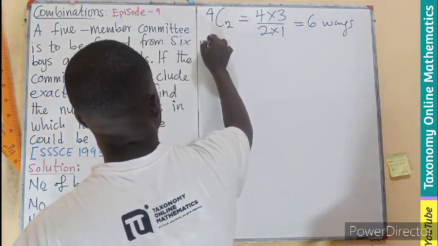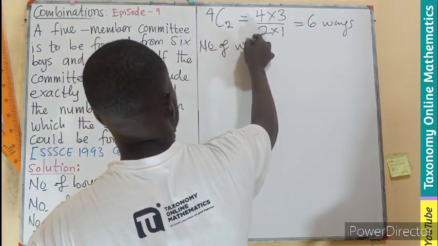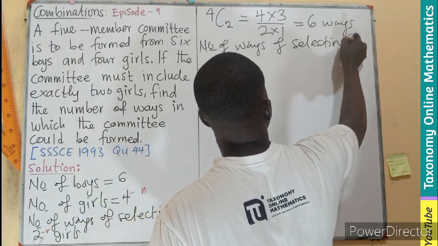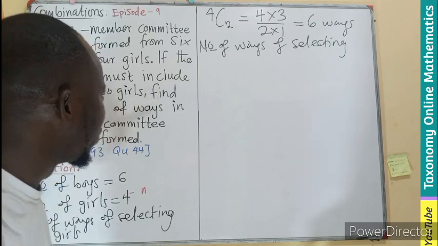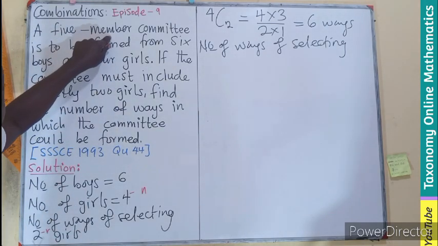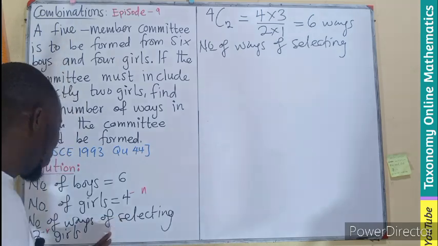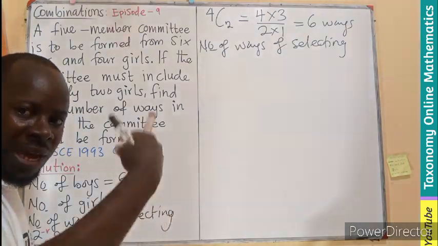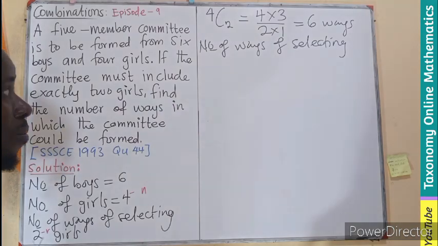Then we deal with the number of ways of selecting boys. How many boys are we going to select? Remember, we are forming a 5-member committee, and in that committee 2 of them are already girls. So how many are left for boys to occupy? We have 3 positions for boys to occupy.